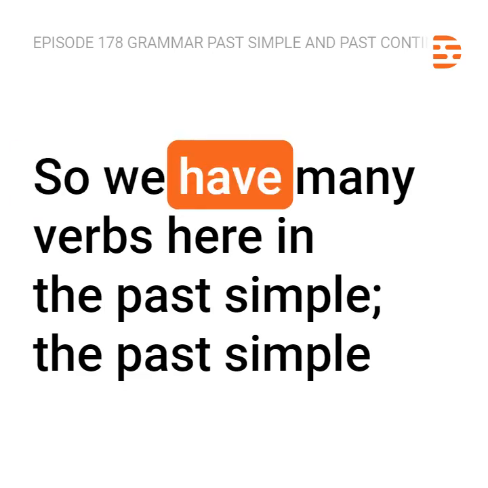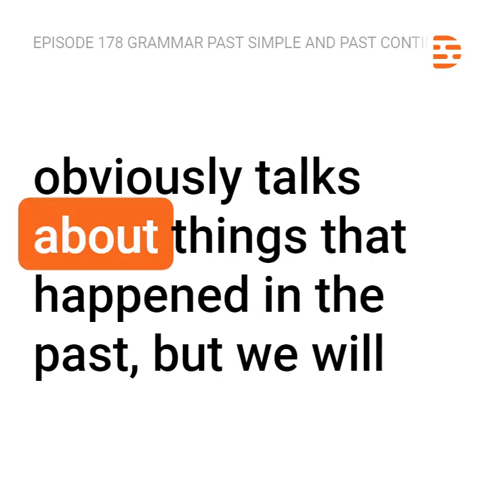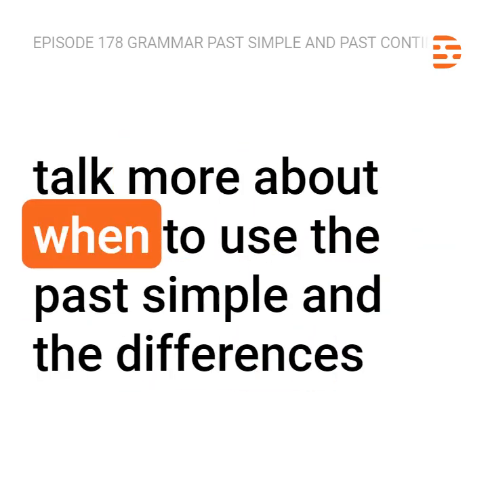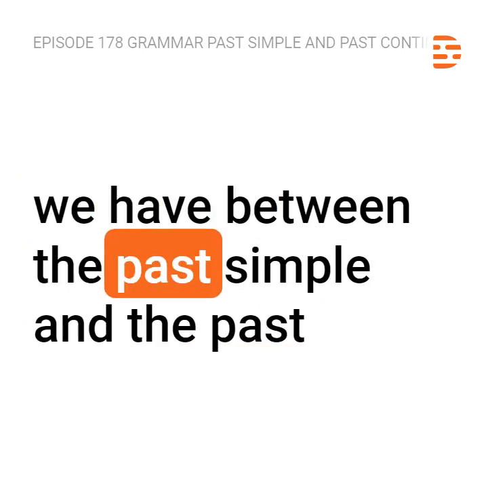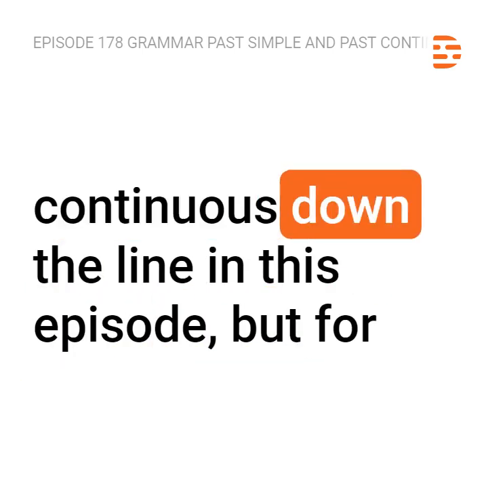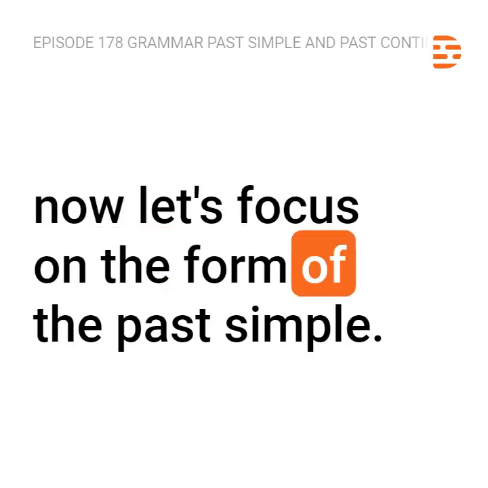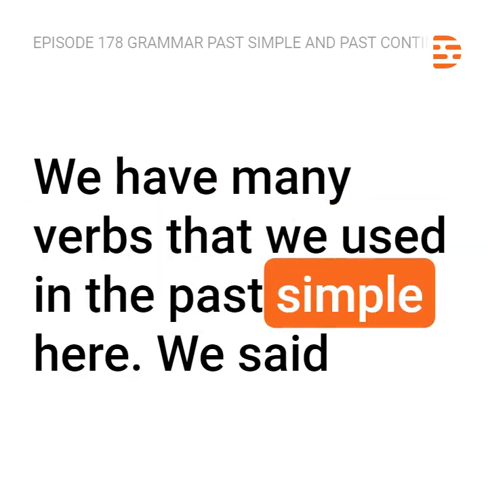So, we have many verbs here in the past simple. The past simple obviously talks about things that happened in the past, but we will talk more about when to use the past simple and the differences between the past simple and the past continuous down the line in this episode. But for now, let's focus on the form of the past simple. We have many verbs that we used in the past simple here.